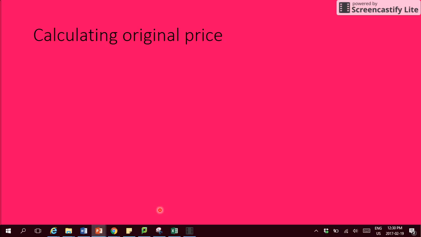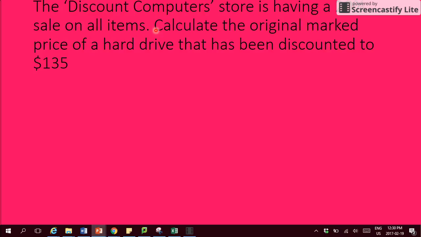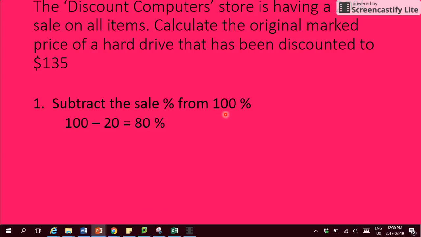Next one is calculating your original price. So the Discount Computer Store is having a 20% sale on all items. Calculate the original marked price, so what it was yesterday in the shop, of a hard drive that has been discounted to $135. How much was it yesterday? So subtract the sale percentage. So here we've got the sale percentage from 100. So your sale percentage is 20. If we take that from 100, we're left with 80%. So there you go. 100 take away 20 gives you 80%.